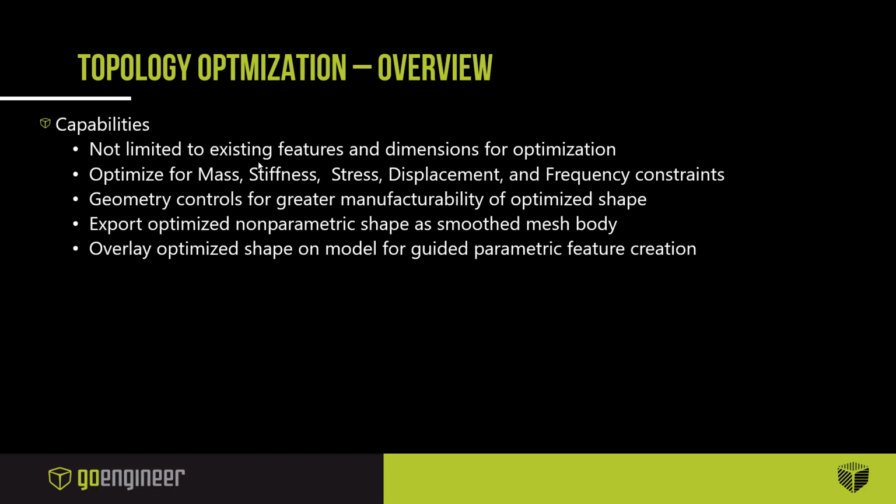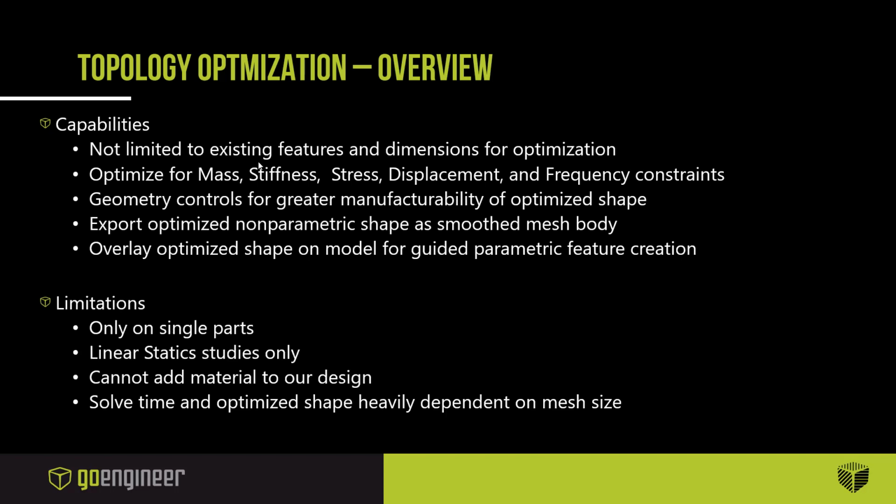But that all sounds great. But what about the limitations of topology optimization? What is it not able to do, or how is it limited? In terms of the limitations, we can only work on parts. Currently, the topology optimization can only be run on single parts only. If you're analyzing an assembly, you will be asked to choose an individual part of that assembly.